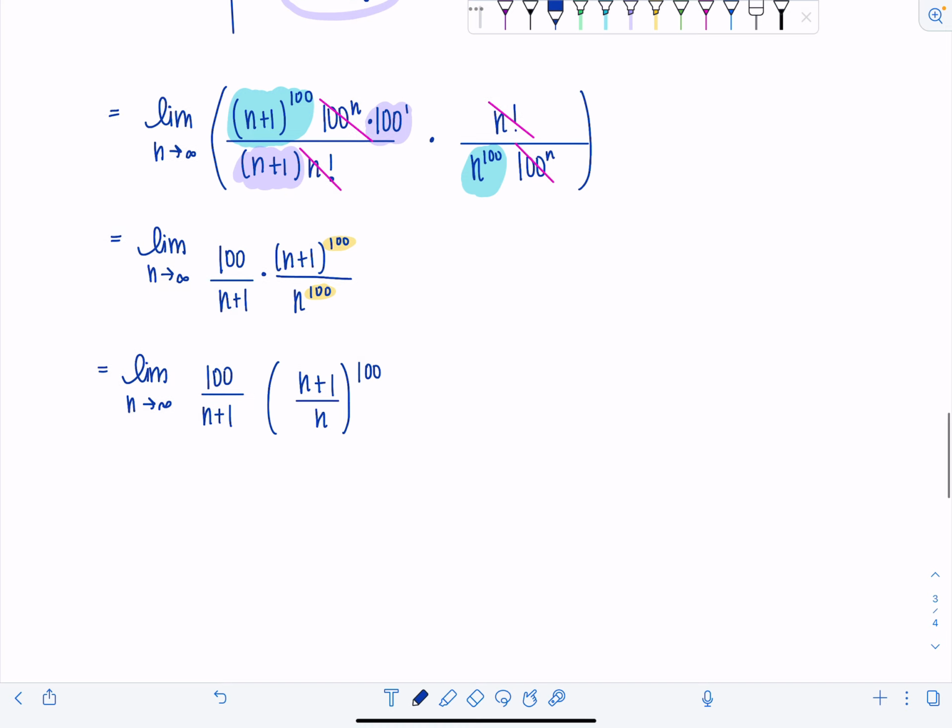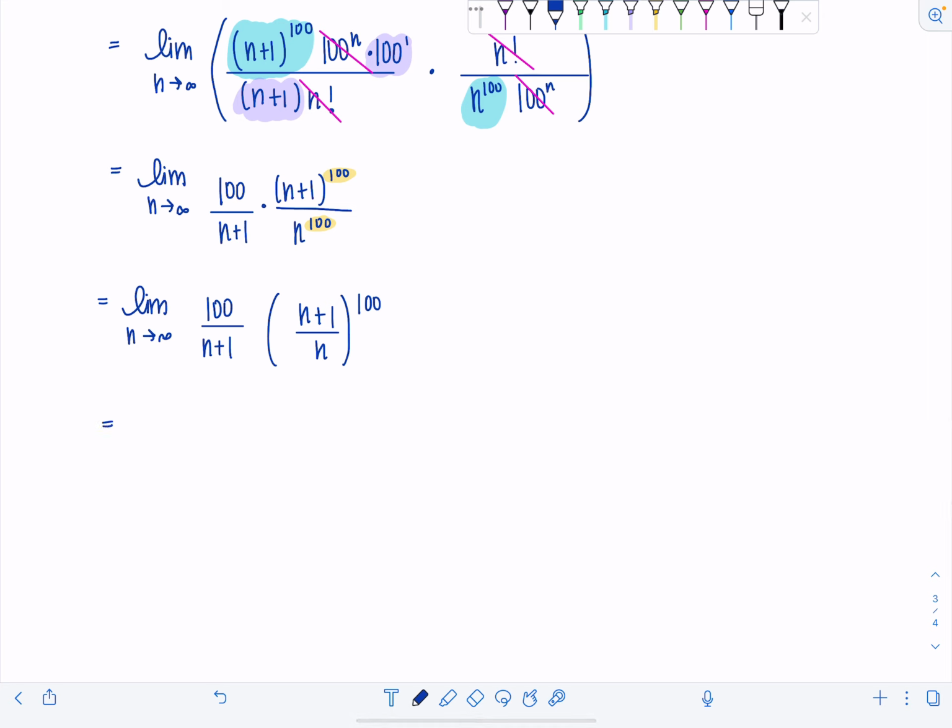Okay, well now I'm super happy because I can write this expression here, (n plus 1 over n)^100, in a way that will let me take this limit really easily. So we've got the limit as n goes to infinity of 100 over n plus 1, and then I'm going to divide each of the terms in the numerator by n. So n divided by n, that's 1, plus now I have 1 over n, raised to the 100. Okay, so I just grouped these together. n divided by n, that's 1, and then 1 divided by n right there.